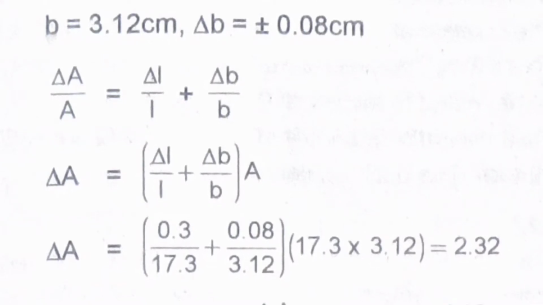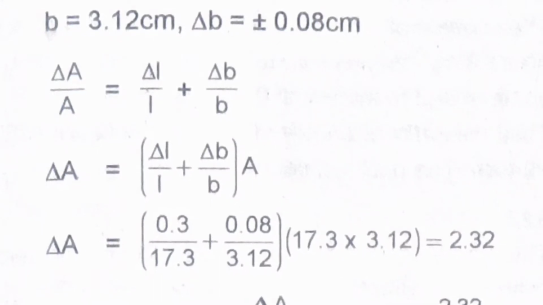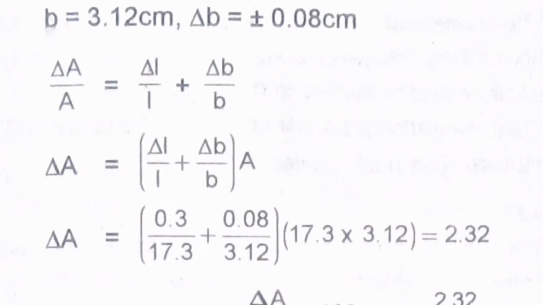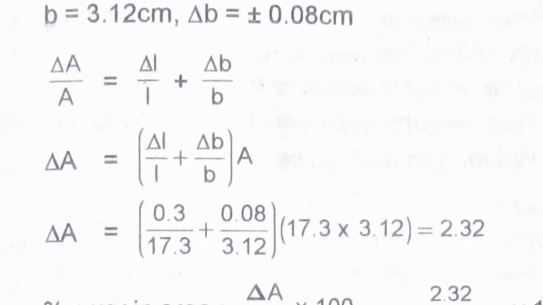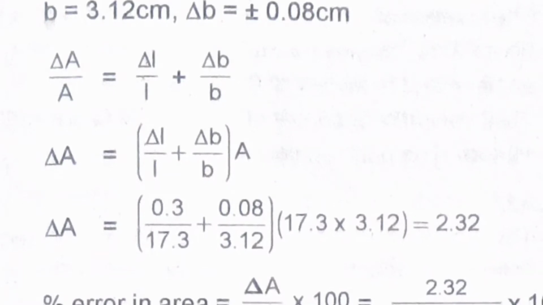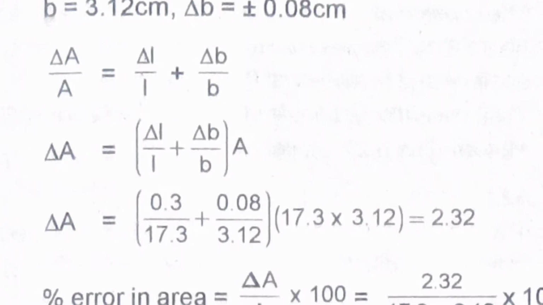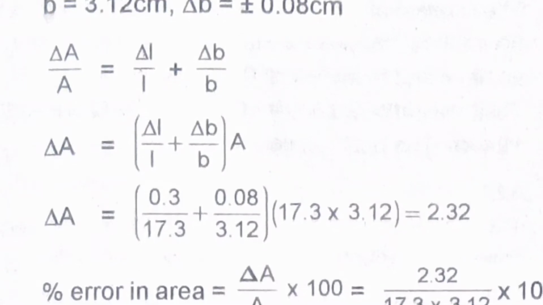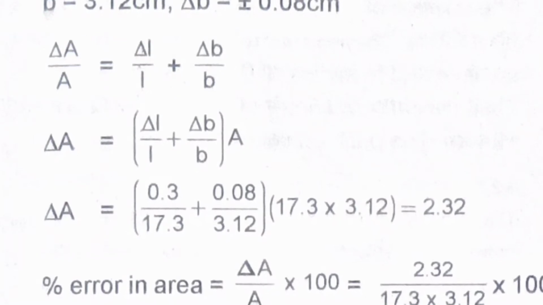So that we can write down delta A by A is equal to delta L by L plus delta B by B. And here we have delta A by A. And what is the percentage error? Because here we have to calculate the percentage error. So that is relative error into 100, right? So that is delta A by A into 100. So that we can just find delta A from this equation. That will be delta L by L plus delta B by B into A, isn't it? So if you are getting delta A, we can find delta A by A into 100. That will be the percentage error.